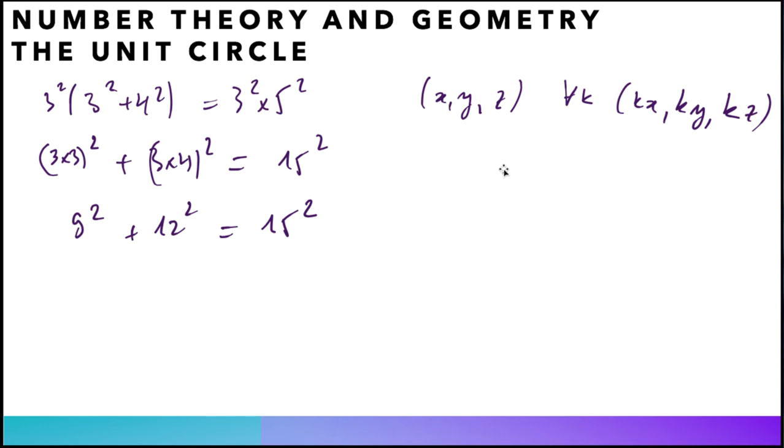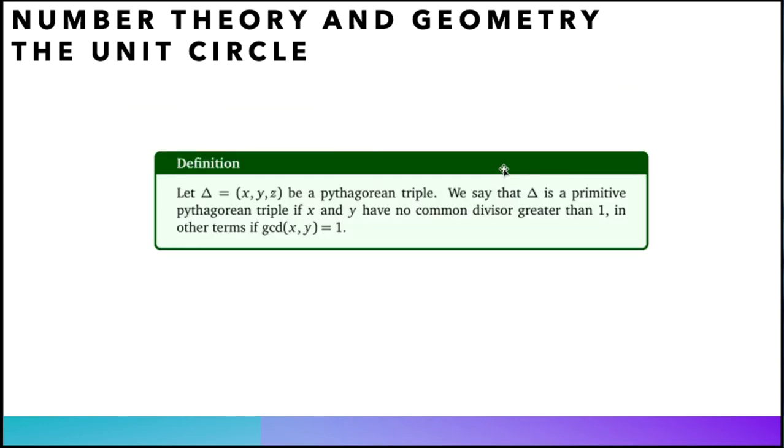Thus we get the following definition. Let delta be a Pythagorean triple. We say that delta is a primitive Pythagorean triple if x and y have no common divisor greater than 1, or said in other terms, if the GCD of x and y equals 1. I remind you that GCD here refers to the greatest common divisor of x and y.